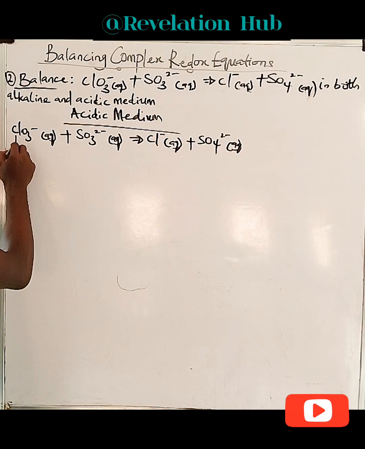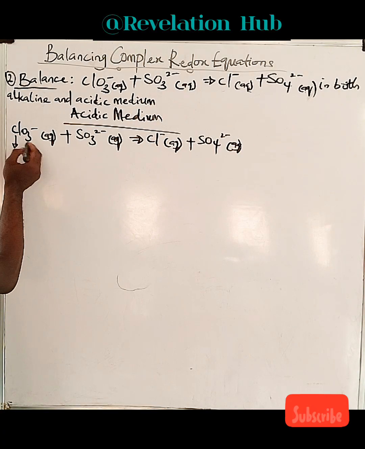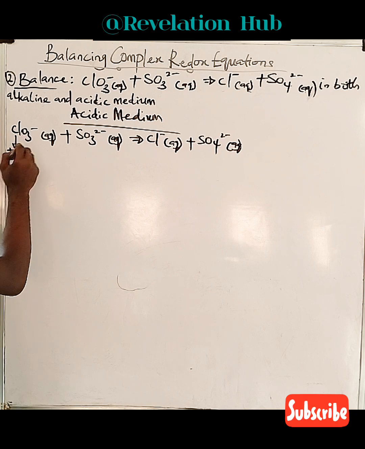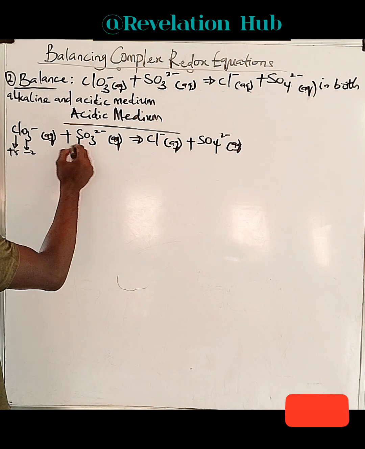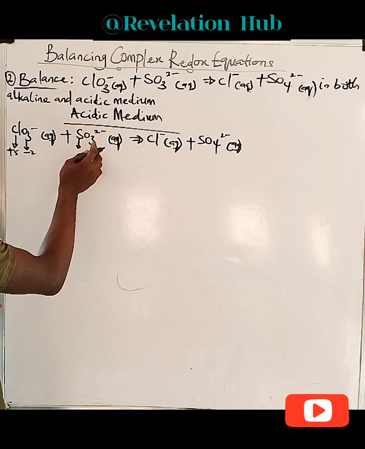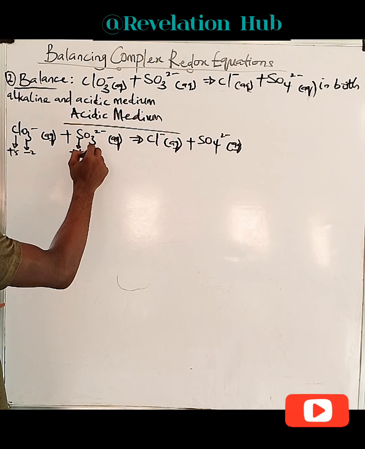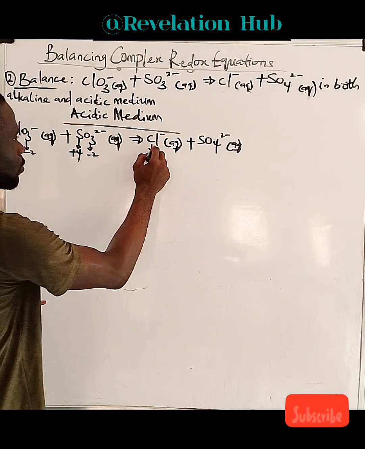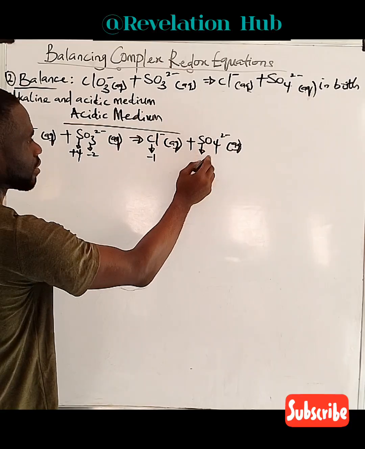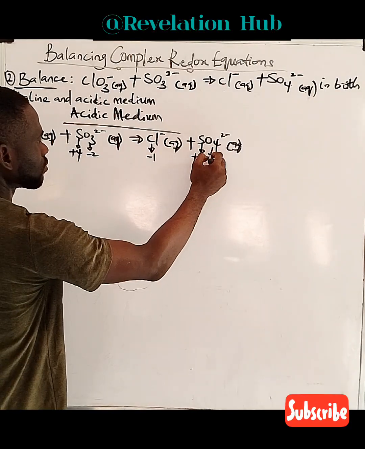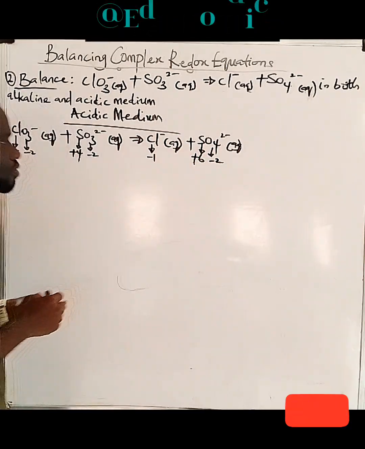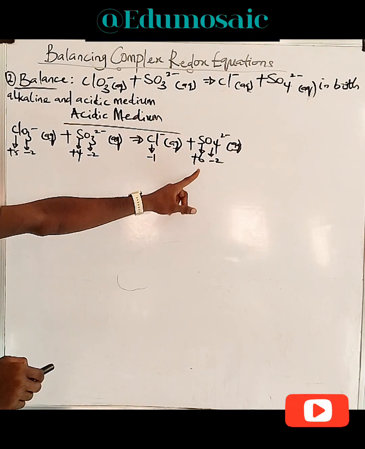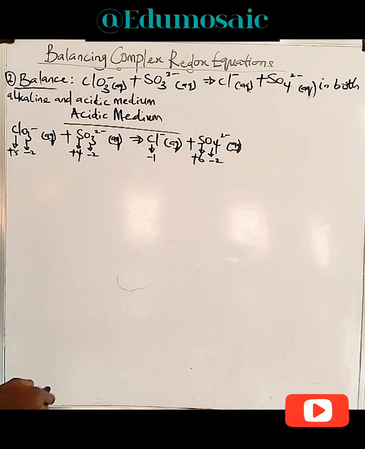So the chlorine right here has an oxidation number of plus 5. Oxygen is minus 2, although it's not a direct player in this. Sulfur here: minus 2 times 3 is minus 6, so sulfur is plus 4. Oxygen remains minus 2. Chlorine here is minus 1. Sulfur here is plus 6. Oxygen remains minus 2. Minus 2 times 4 is minus 8, and with the minus 2 charge, sulfur is plus 6.